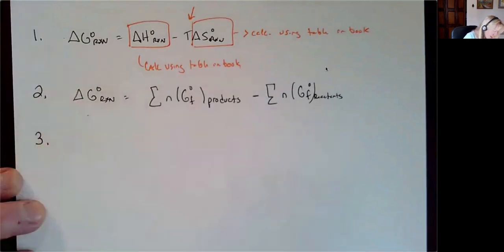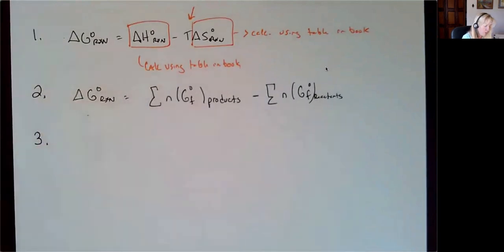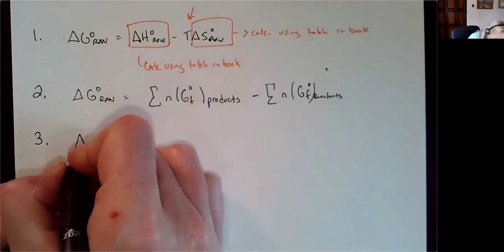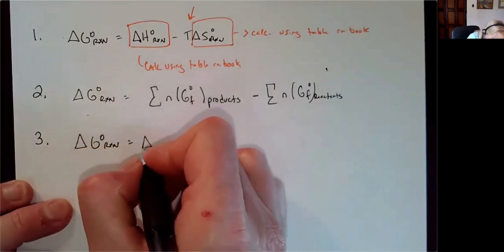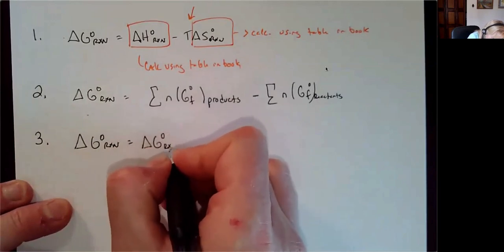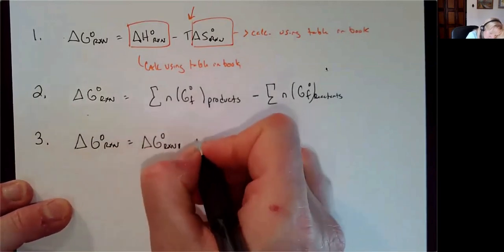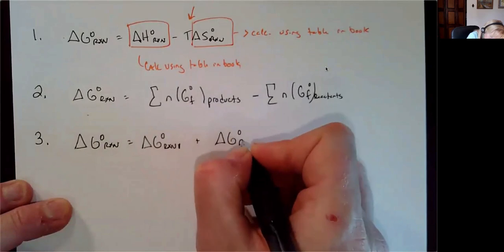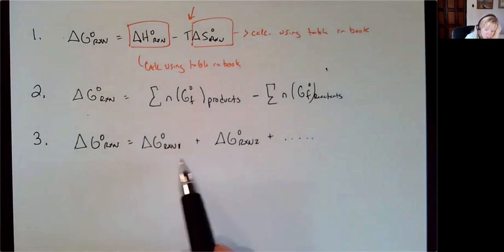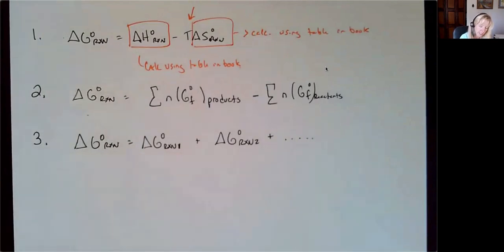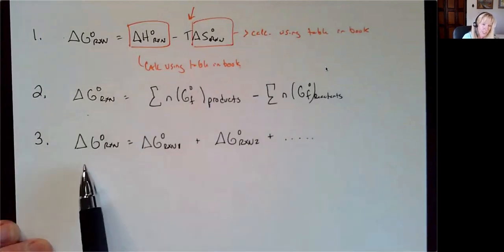My third way is if I have a stepwise reaction. My overall delta G for that reaction is equal to the sum of the delta G for each individual step. So let's say I have reaction number 1 and reaction number 2 and so forth. If I had a reaction that occurred in 3 steps and I knew the Gibbs free energy value for each of those individual steps, I could add them up and get to my overall.